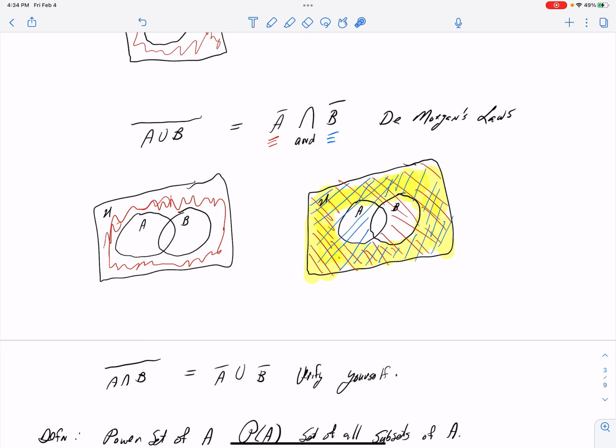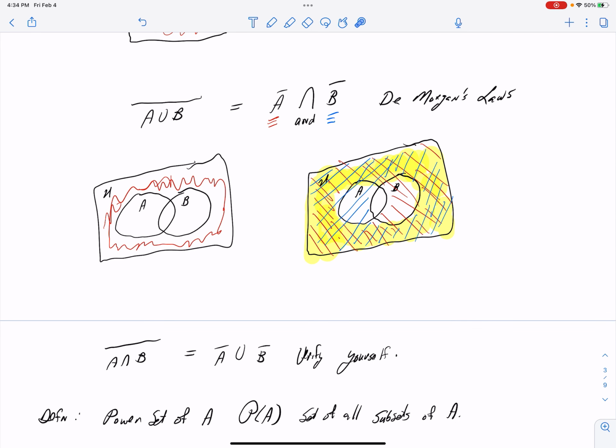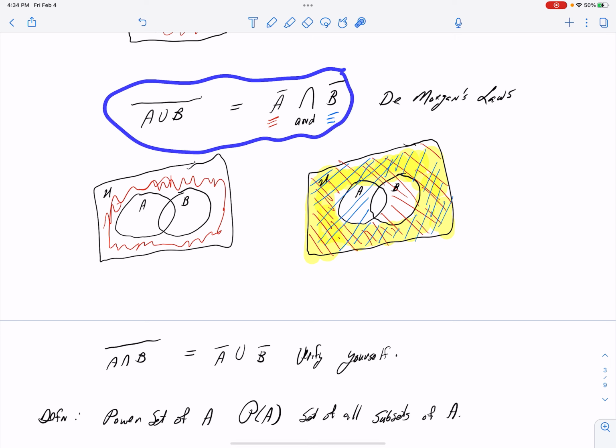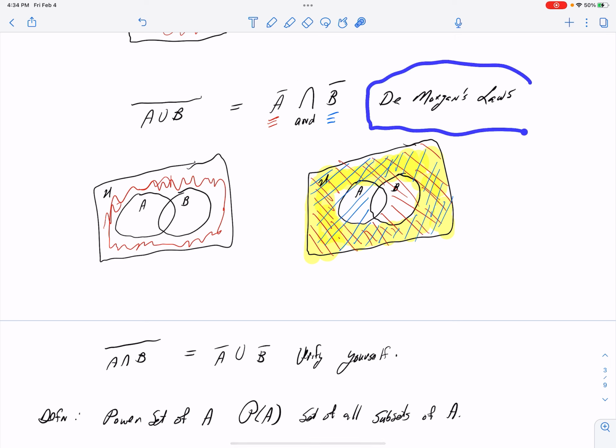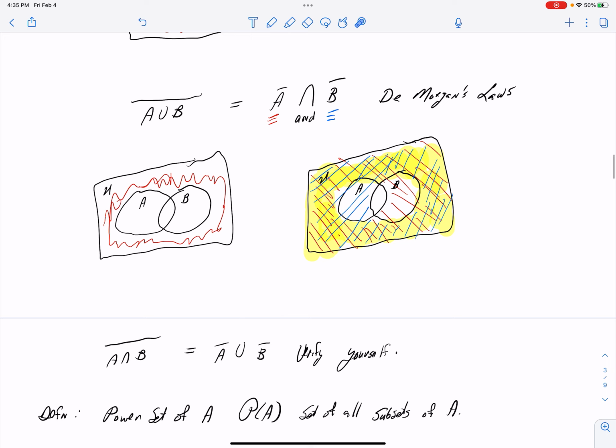Now that might look familiar from symbolic logic. Do you remember the negation of A or B turns out to be the negation of A and the negation of B? Well, this is similar. In fact, it's called the same thing, one of De Morgan's laws. So De Morgan's laws apply for set theory. Now I'm going to show you how we can reason that these two sets are the same.